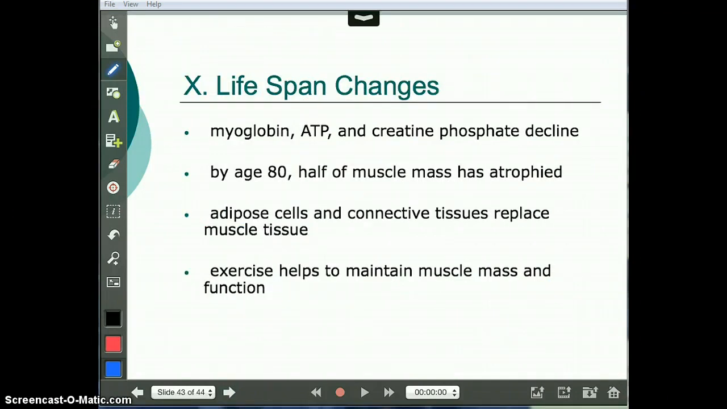Last thing here, things you have to look forward to as you age. Unfortunately, you start to see that the body starts to break down. ATP, creatine phosphokinase and creatine phosphate start to decline. By the age of 80, you've lost over half of your muscle mass, and you start to see that adipose tissue, which we know as fat, starts to replace a lot of the connective and muscle tissue. How do you stop that from happening? You keep stopping it by exercising.